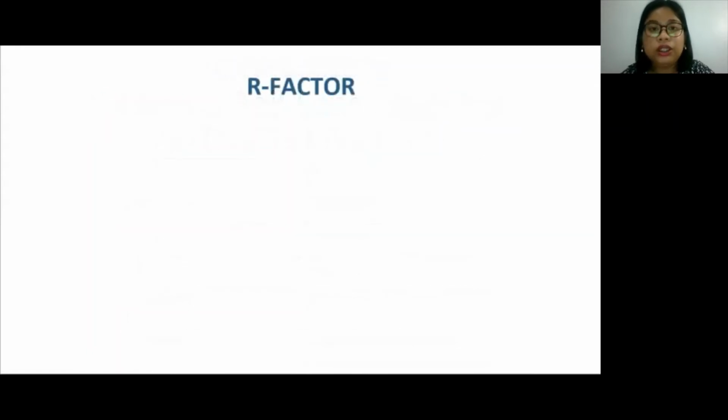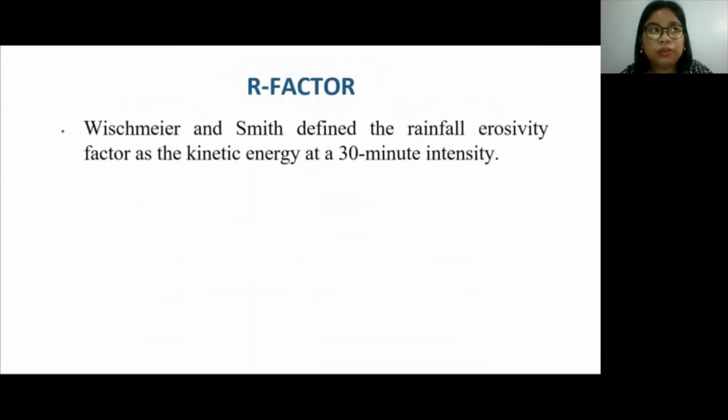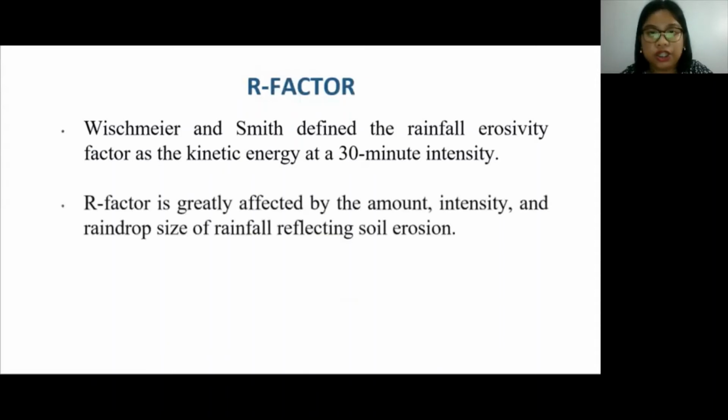All the vector shapefiles were derived from different agencies in the Philippines. For the R factor, precipitation data were derived from the Bureau of Soils and Water Management, from their aggregate stations around the Calabarzon region. The R factor is defined as the rainfall erosivity factor, the kinetic energy at a 30-minute intensity. It is greatly affected by the amount, intensity, and raindrop size of rainfall, reflecting soil erosion.